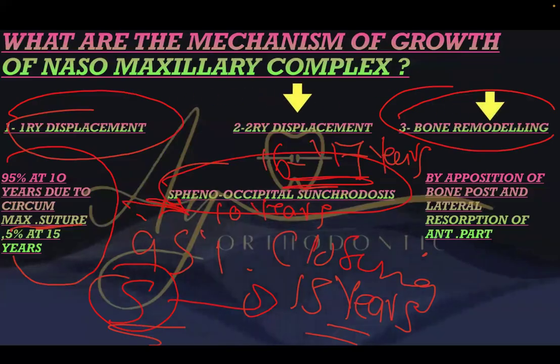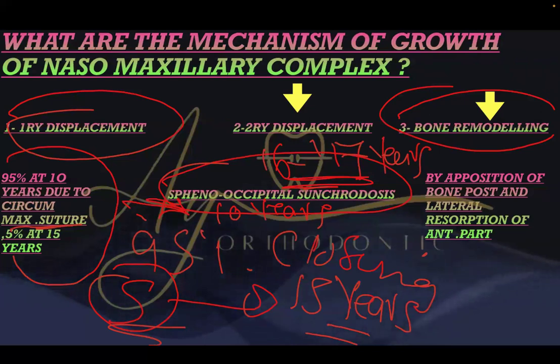So when I ask you what are the mechanisms of growth of the nasomaxillary complex, you are going to state: primary displacement by the circummaxillary sutures, as they are mainly closed, 95% by the age of 10, as mentioned, and the remaining 5% at the age of 15; secondary by the spheno-occipital synchondrosis; and finally by bone remodeling, by adding extra bone at the posterior and lateral part of the skull and resorption in the anterior region of the maxilla.